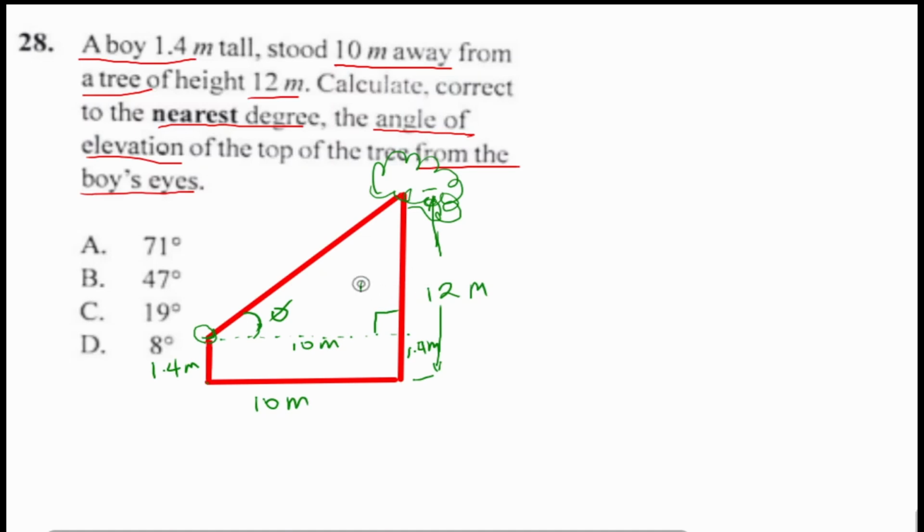So this side is 10.6 meters. That is only from this side to the top of the tree. So that when we add 10.6 and 1.4, we'll get our 12 back. Right. Now, we are now going to use just this triangle to find our theta. And again, I hope you remember what to be using.